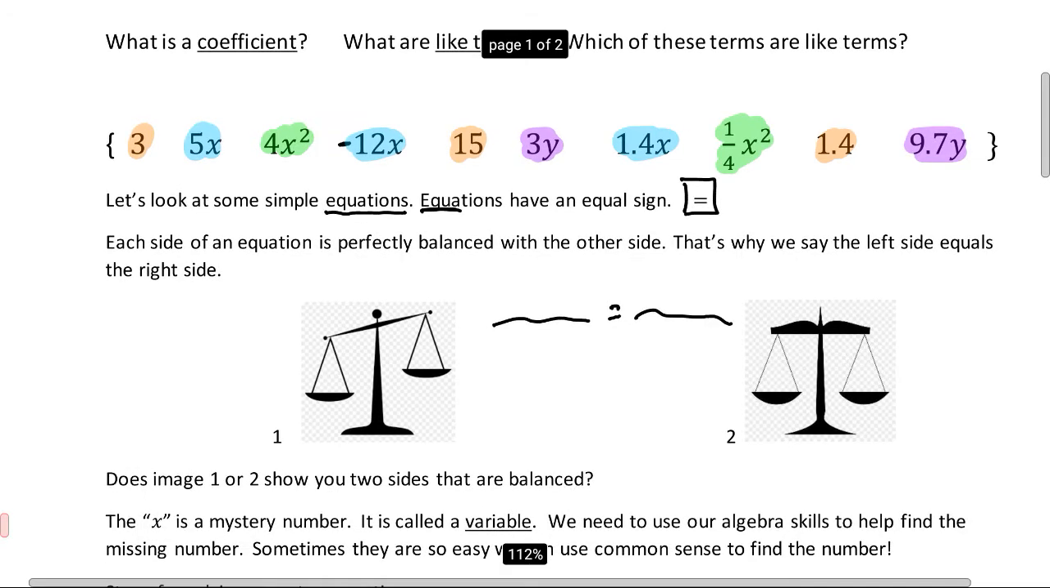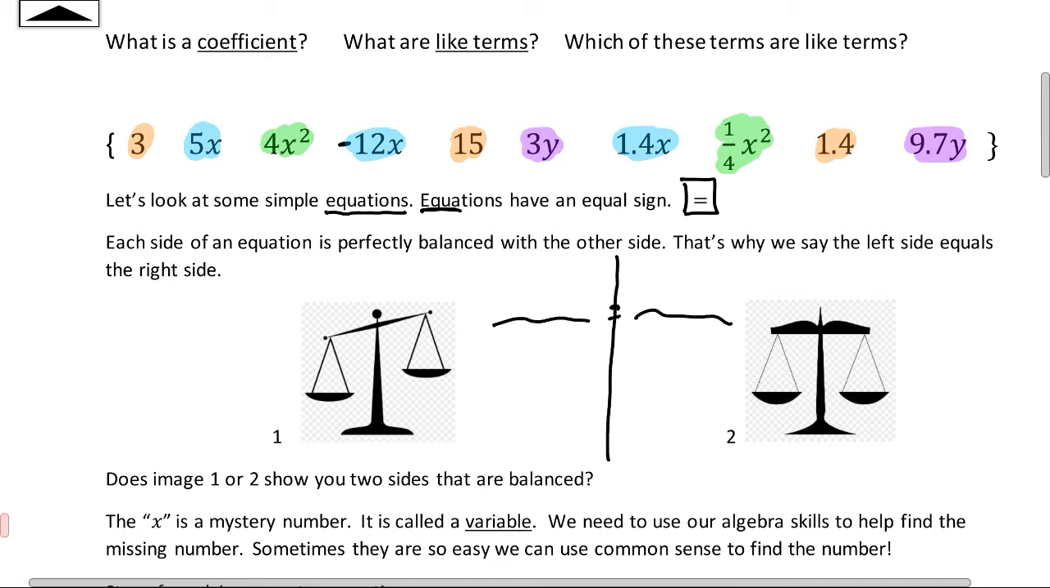That means that each side of the equation, so there's two sides of an equation, right? You got your equal sign. Sometimes you draw a line in the middle, and you say both sides are perfectly balanced, right? So this side is perfectly balanced with the right side.